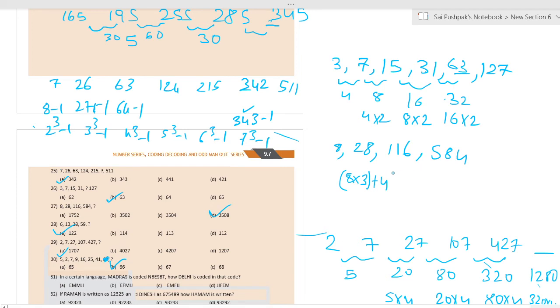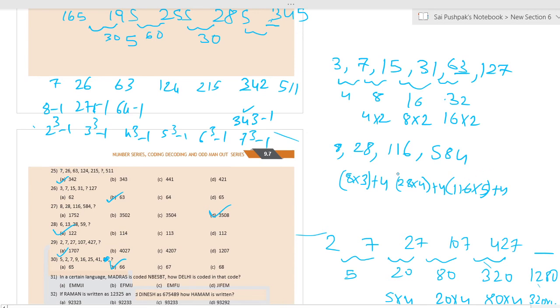Similarly, in order to get 116, we need to multiply 28 with 4 and add 4. Similarly, in order to get 584, we need to multiply 116 with 5 and add 4.